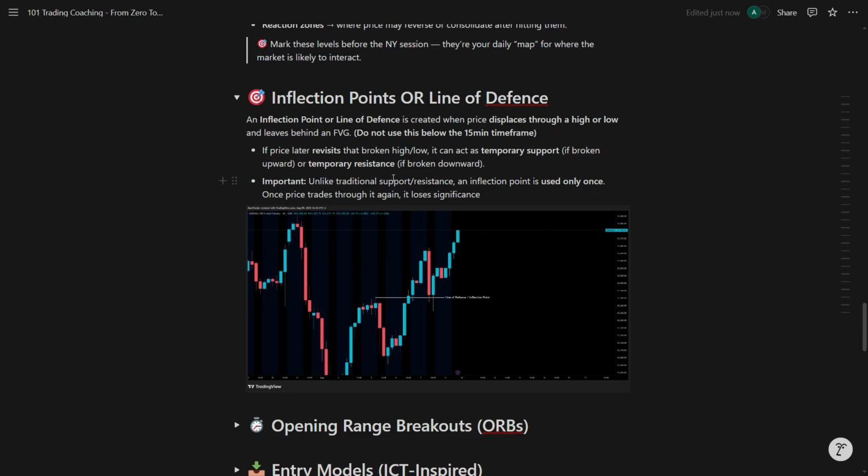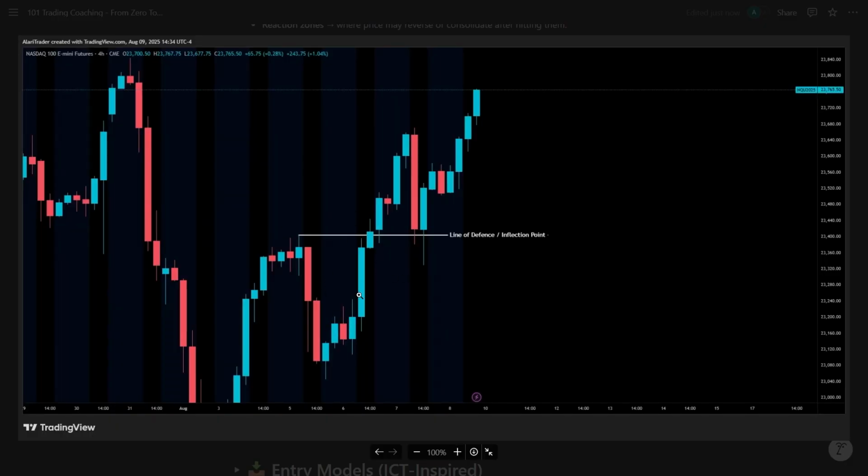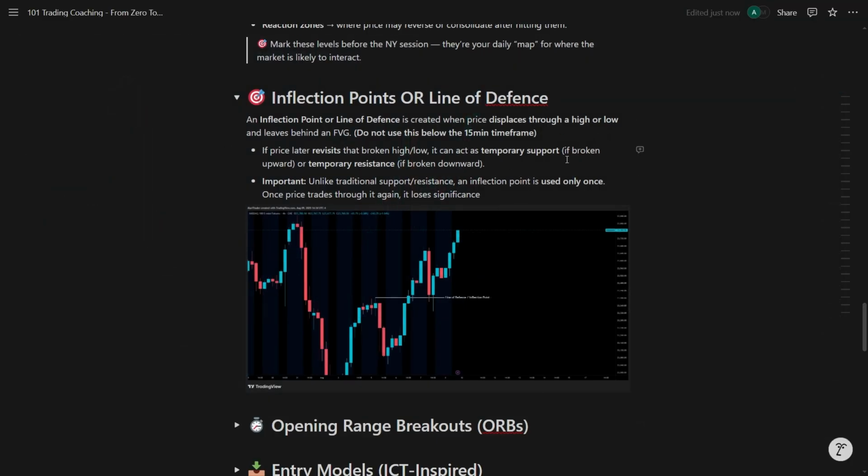And this is not like traditional support and resistance. They are used only once. So again, you displace above them, and then you come back to them, and then you want to see here, do we get an entry or not? And that's it. You don't want to use them more than this. And again, you mainly want to use them on the higher time frame.